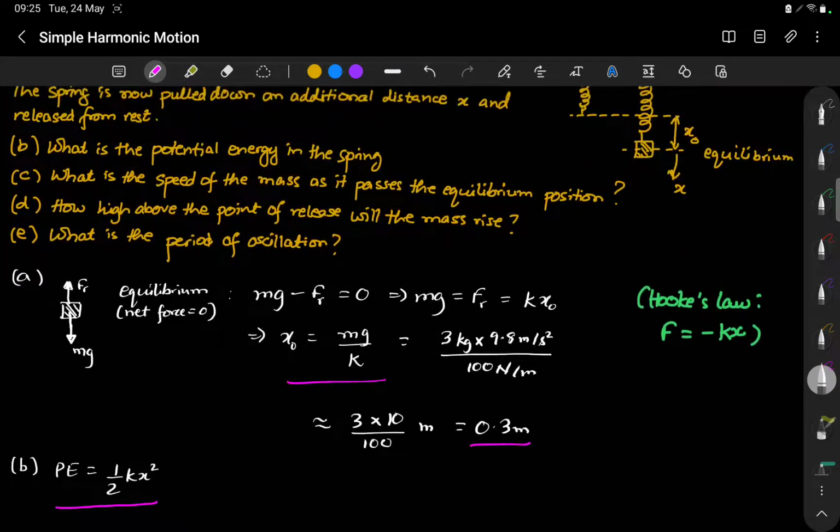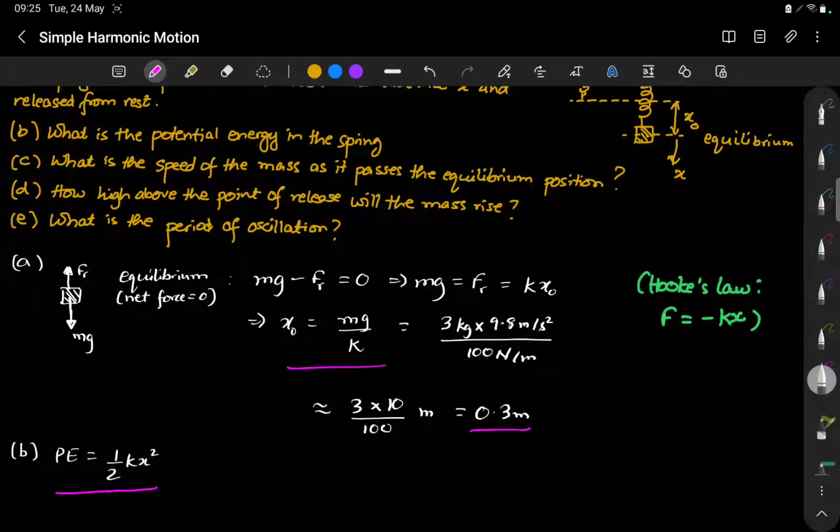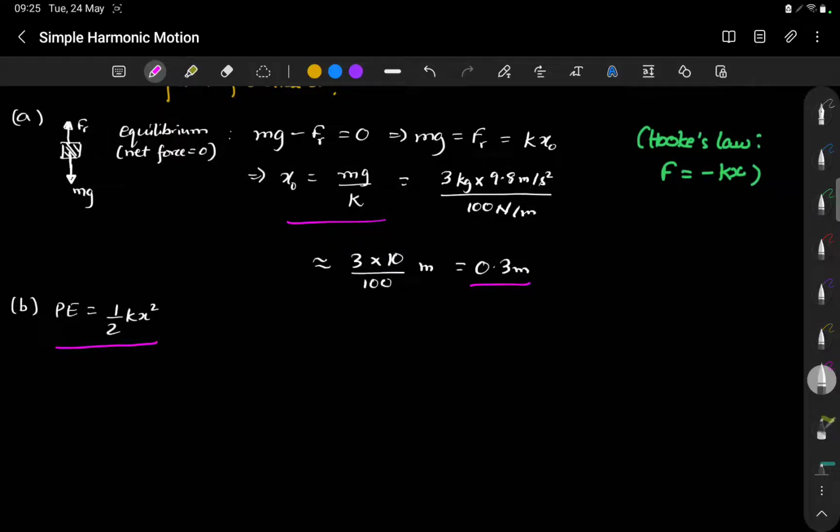Next part asks the speed as it passes through the equilibrium position. So we need to note, let us draw the diagram once again.